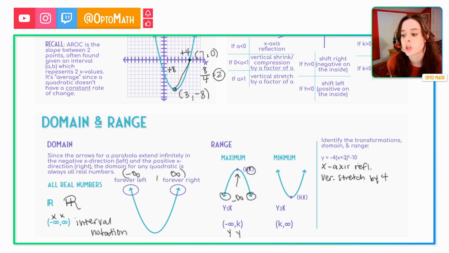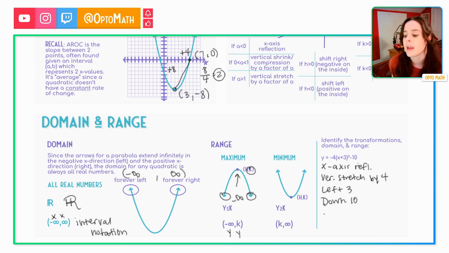This plus 3, now your h would be negative 3. So it's going to be to the left 3. You could look at that chart to know that, or you can just think, okay, if it's a plus something on the inside with the x, that's going to be the opposite direction of what the sign is, so it's going to be left. So left 3. And this negative 10 is down 10.